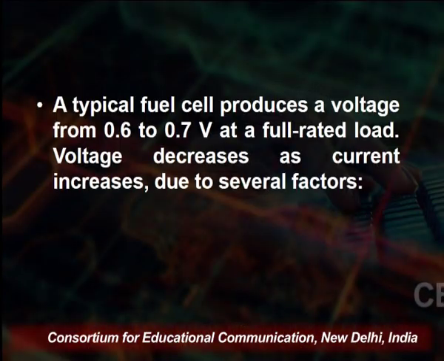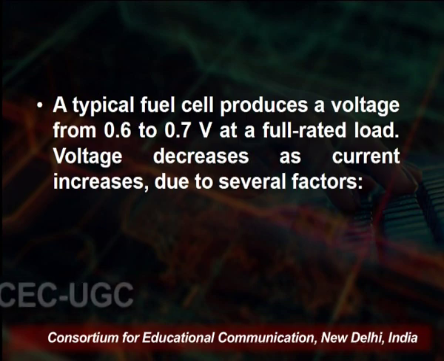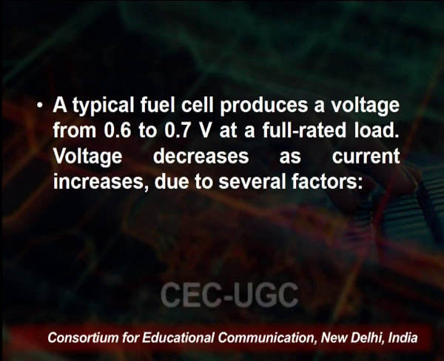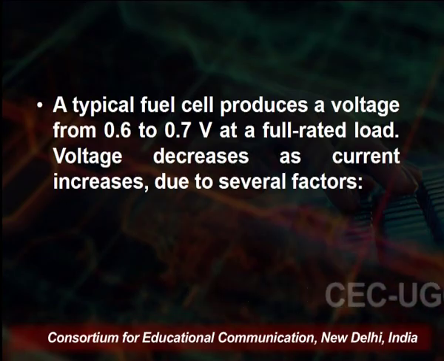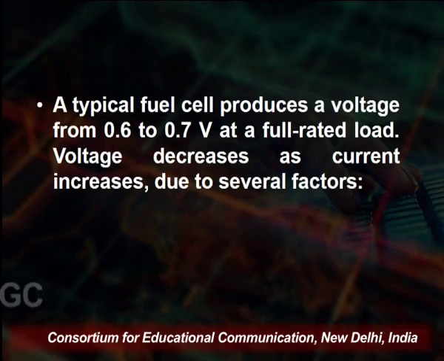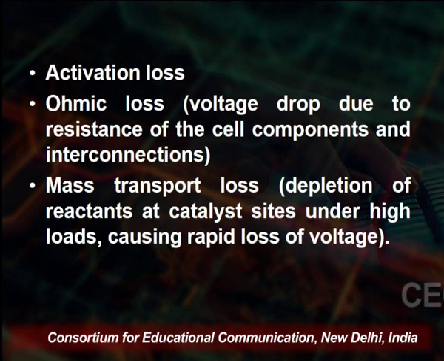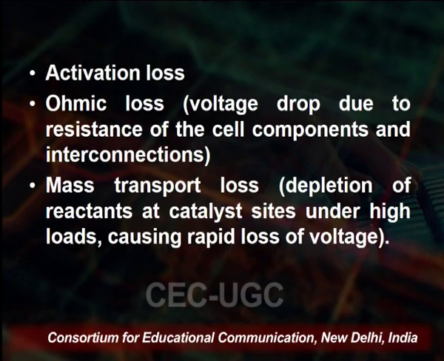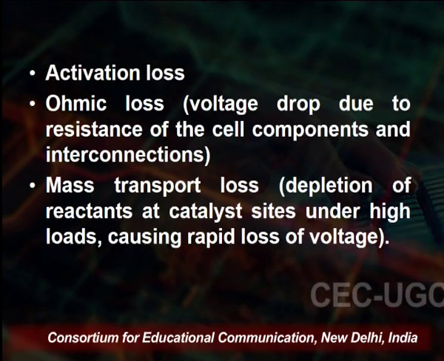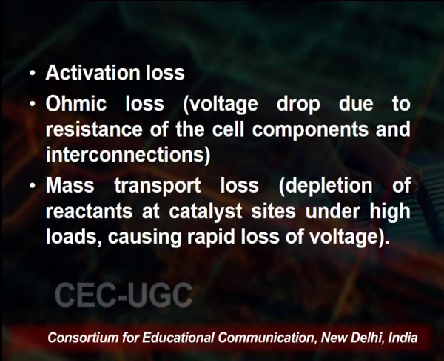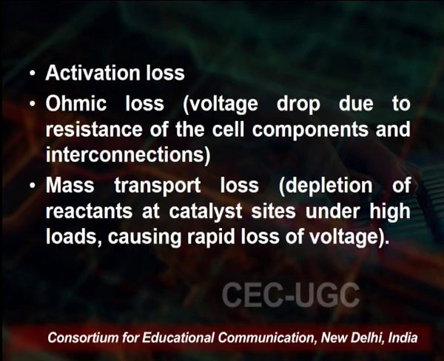A typical fuel cell can produce a voltage of 0.6 to 0.7 volt at a full rated load, and the voltage decreases as the current increases due to several factors like activation loss and ohmic loss. Ohmic loss means voltage drops due to the resistance of the cell components and the interconnections. Next is the mass transport loss, meaning depletion of reactants at the catalyst side under high loads, causing a rapid loss of voltage.